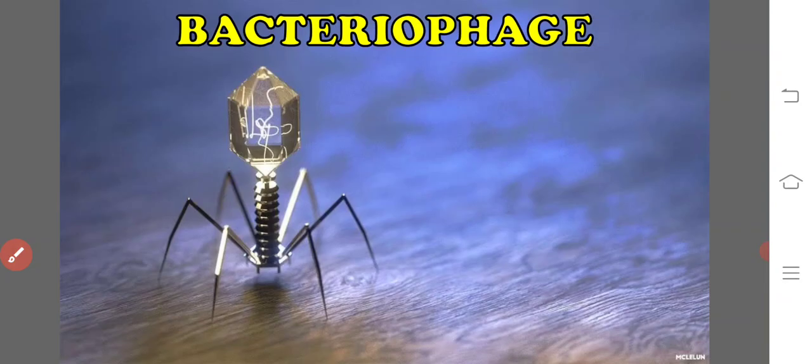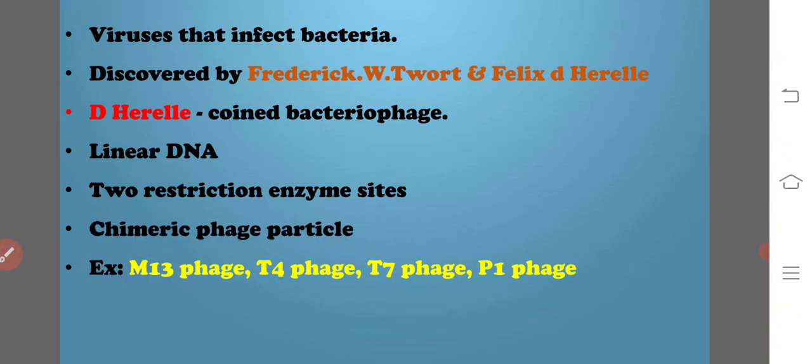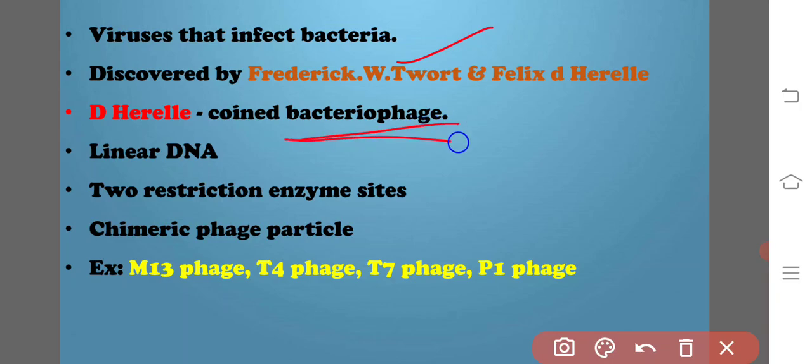Next, coming to the second type of vectors, bacteriophages. Generally, bacteriophages are viruses that infect bacteria and cause diseases in bacteria. They were discovered by Frederick W. Twort and Felix d'Herelle. It has a linear DNA molecule, and the term bacteriophage is very important. The term bacteriophage was coined by Felix d'Herelle.